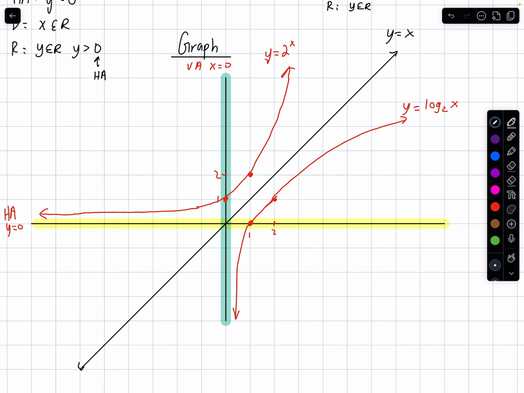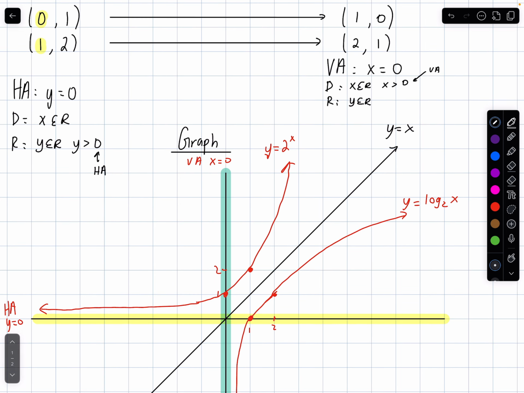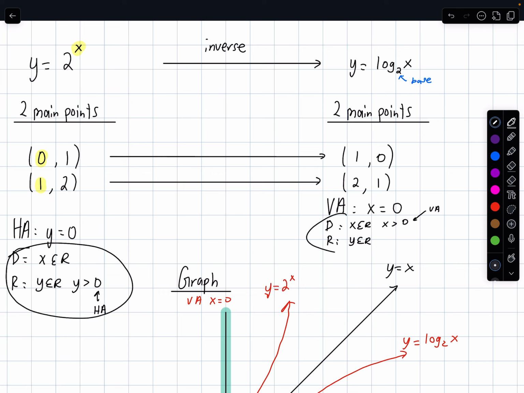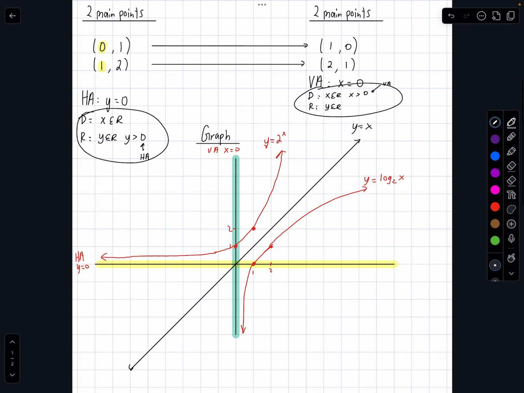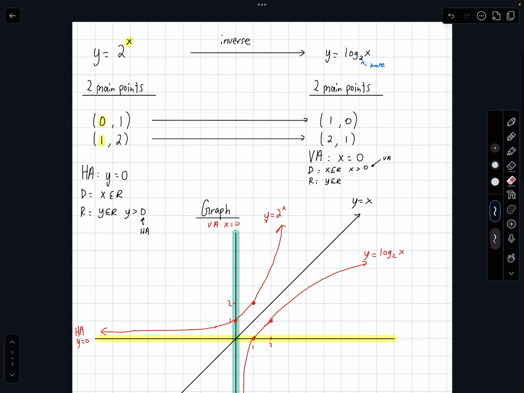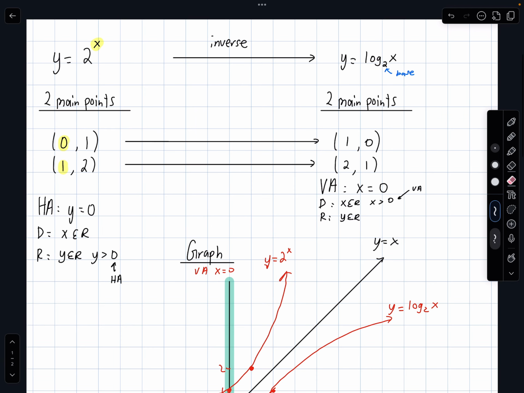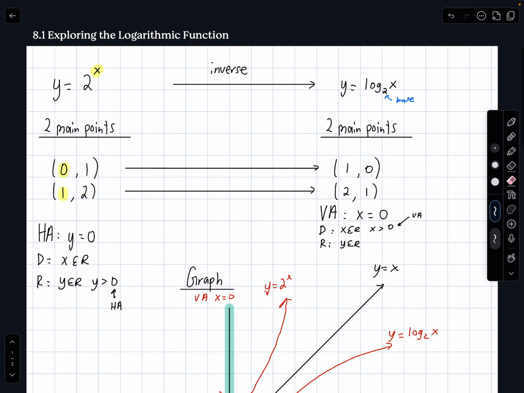So look at how the domain and range compare between the exponential and the logarithmic. For the exponential, x is an element of the reals, but for the logarithmic, the range, y is an element of the reals. For the exponential, the range is y greater than 0, but then the opposite happens in the domain for log base 2 of x. This is the main concept when it comes to understanding these logarithmic graphs. All we're doing is taking the inverse of the exponential function, flipping the points, and then graphing the function.